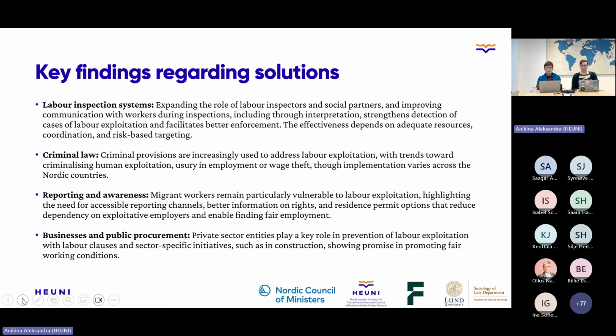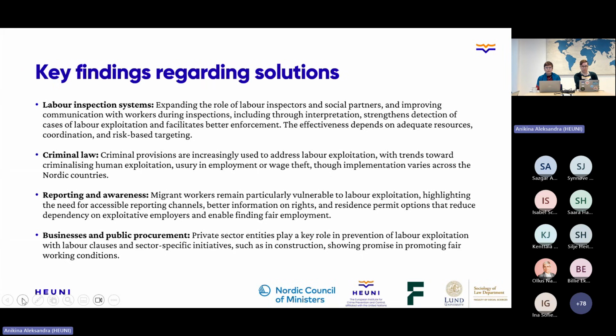We also raised the criminal law as a tool. In all of the Nordic countries, there are specific criminal provisions that are used to address labor exploitation. As examples, both Sweden and Denmark have criminalized the crime of human exploitation. In Finland, we currently have the crime of extortion at work discrimination, which is being used, which will be replaced by this usury in employment provision. In Norway, there's the wage theft provision. All of these exist, but we see that they are not really effectively implemented in each of the countries. So we are calling for better implementation of existing criminal provisions to ensure better enforcement.